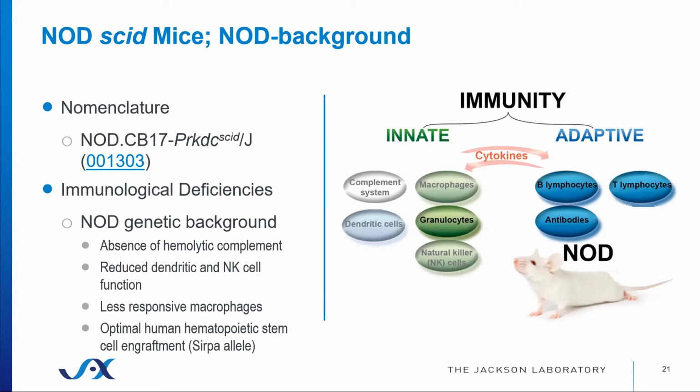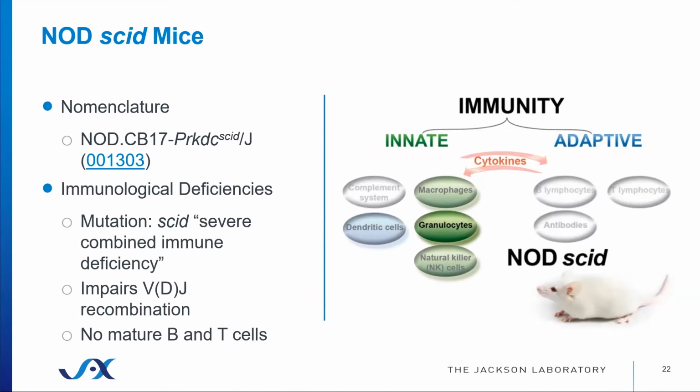Now let's turn our attention to the NOD-SCID mouse strain, which was generated by JAX scientist Dr. Lenny Schultz by backcrossing the SCID mutation onto the NOD inbred background. The NOD genetic background shown on this slide contributes to the reduced innate immunity independent of the SCID mutation, including the absence of a hemolytic complement and reduction in dendritic and natural killer cells.